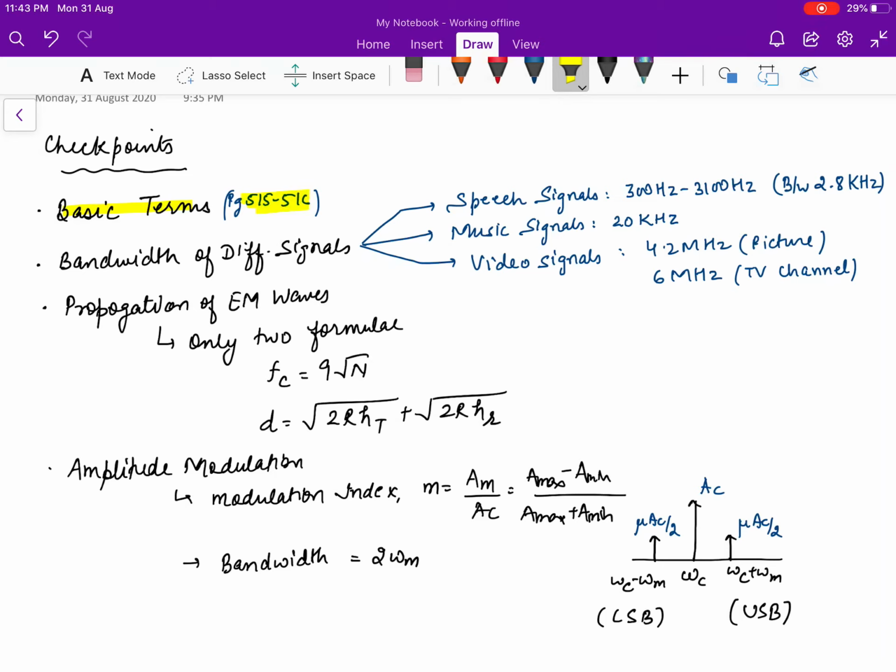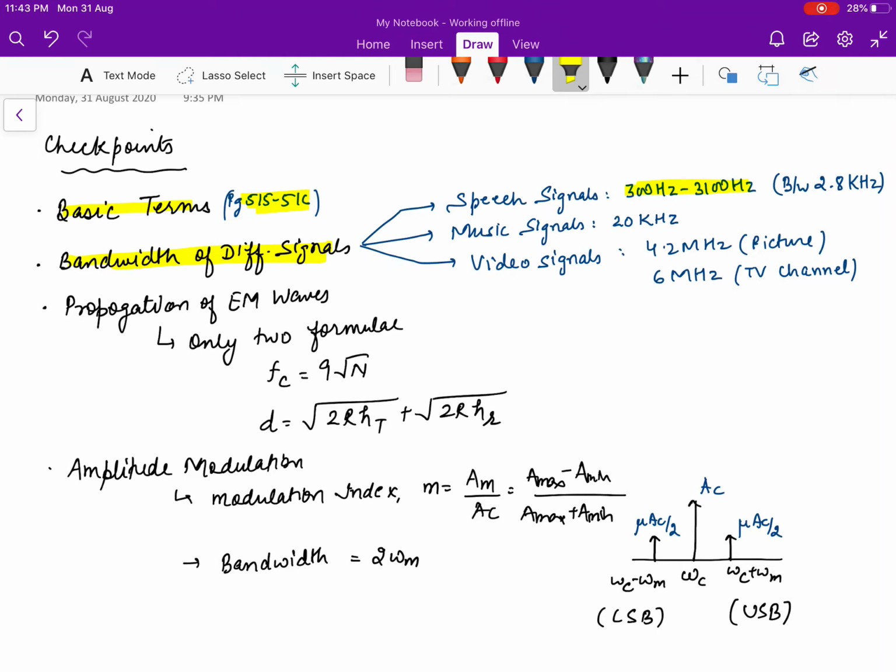and 516 on your NCERT book, where you have that range, broadcaster, repeater, everything, the basic communication system you should know. Then you have a section called bandwidth of different signals. So just remember, for the normal speech signals, the frequencies that we typically use, we can speak from 20 Hz to 20 kilohertz, but in the normal conversation we generally speak in these ranges, 300 to 3100 Hz.